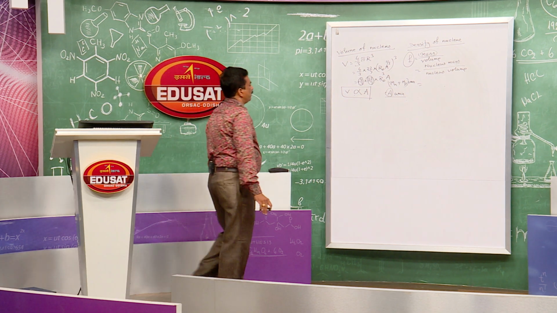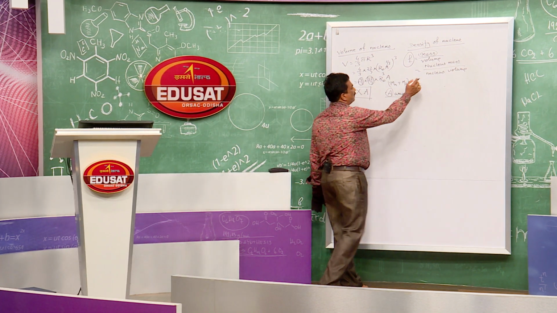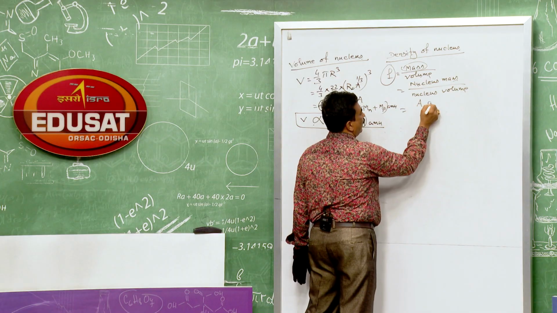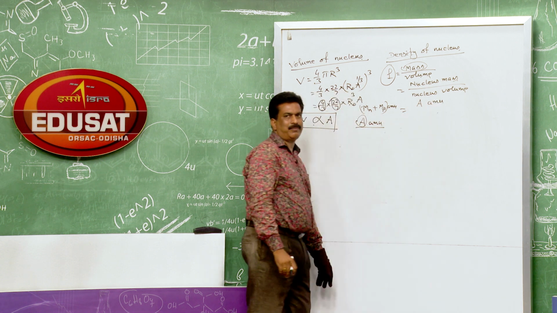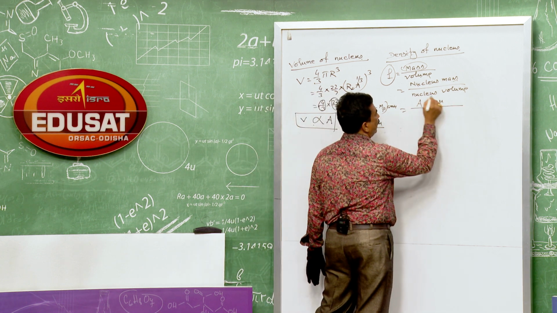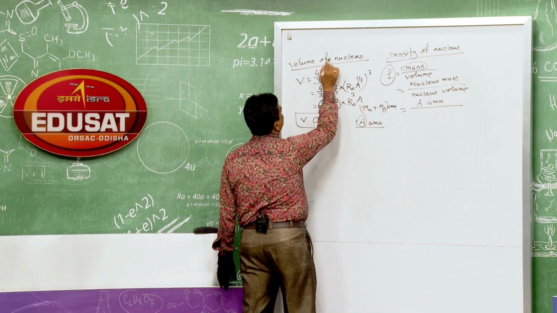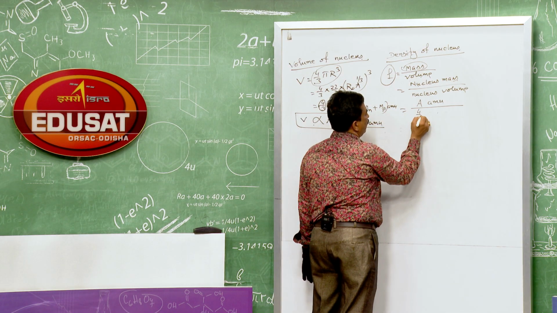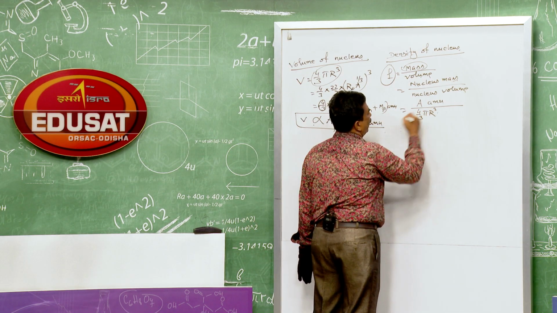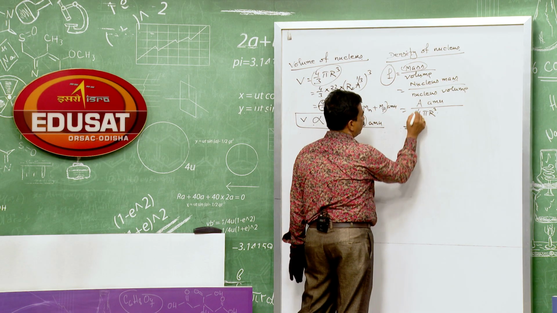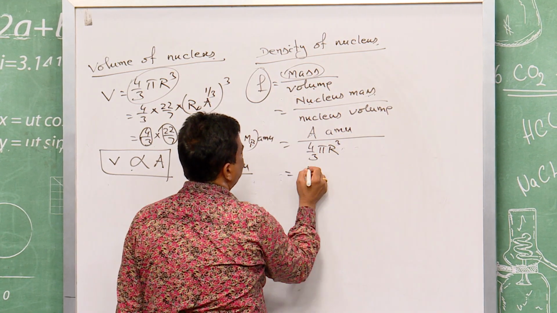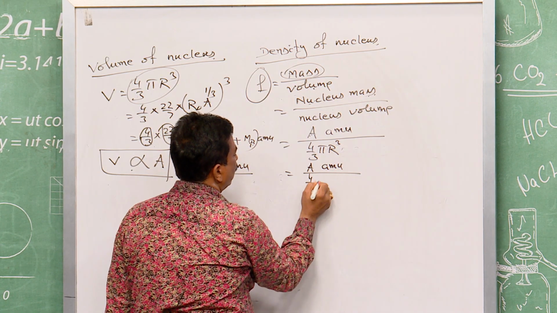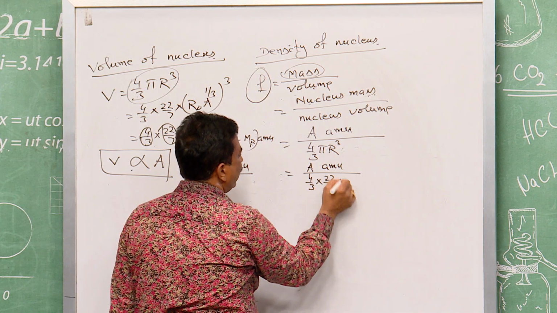Density is equal to the mass by volume. So that is the nuclear mass by the nucleus volume. So nucleus mass will be capital A of A mu divided by nucleus volume. Volume of the nucleus is equal to 4 by 3 pi r cube. So this is equal to A mu divided by 4 by 3 pi r cube.